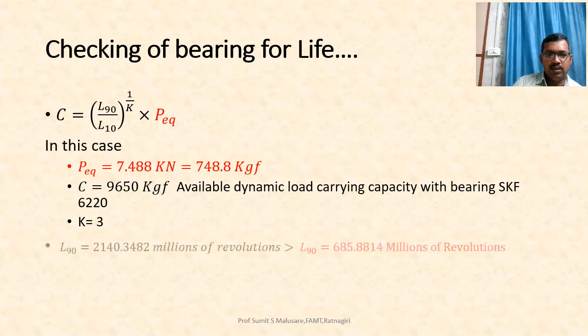If I put all these values inside it, then I will get the available life for this bearing at 90% probability of survival as 2140.3482 millions of revolutions. Now this value is greater than our requirement. What is our requirement? That is 685.8814 millions of revolutions. It means that if I use this bearing, I will get a life much greater than the requirement. Hence, I can select this bearing.